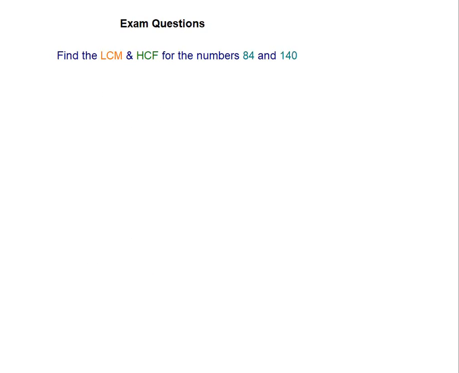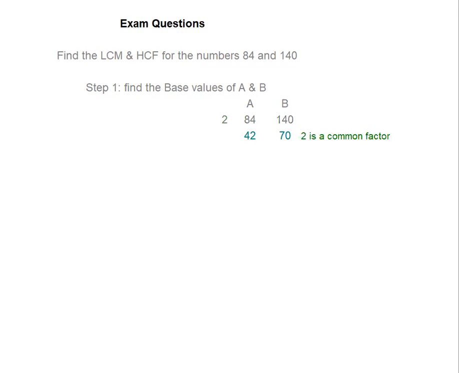Right, moving on. Let's say we've been given the exam question: find the lowest common multiple and highest common factor for the numbers 84 and 140. We start by finding our base values of 84, 140. We can see that 2 is a common factor. We divide by 2, leaving us with 42 and 70. They can be divided by 2, leaving us with 21 and 35, which are both divisible by 7, leaving us 3 and 5. We know that 3 and 5 have no common factors. That gives us our base numbers.